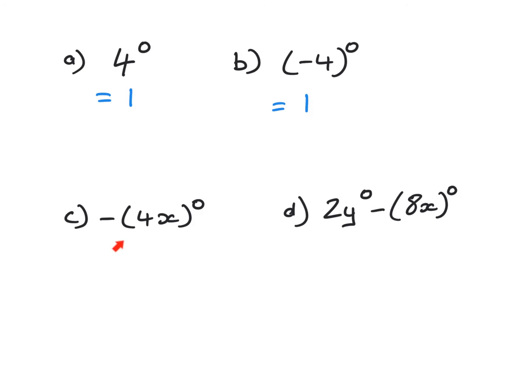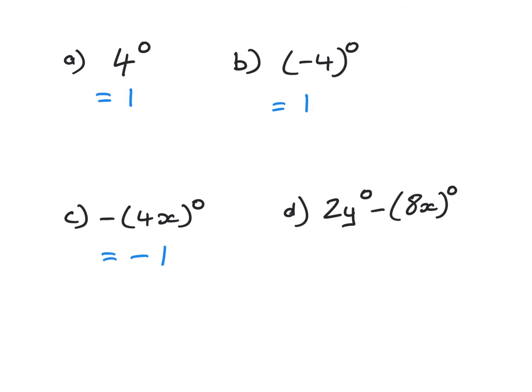However, C is slightly different. We have a negative over here, but we cannot include that negative in this term over here. So we've got 4x to the power of 0. So 4x to the power of 0 has to equal 1 with a negative in front of it. So we've got equals negative 1.